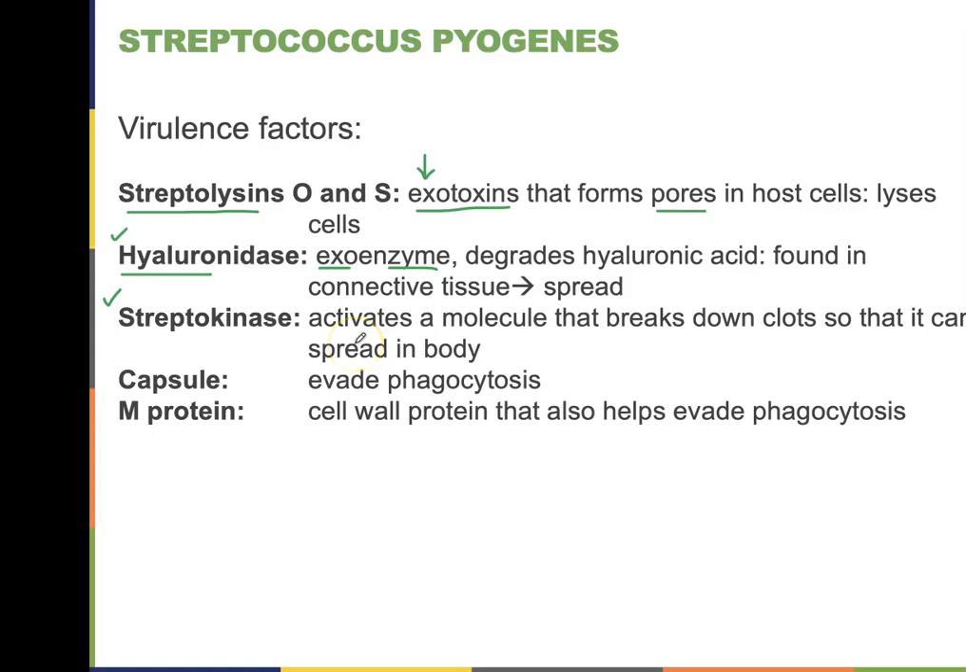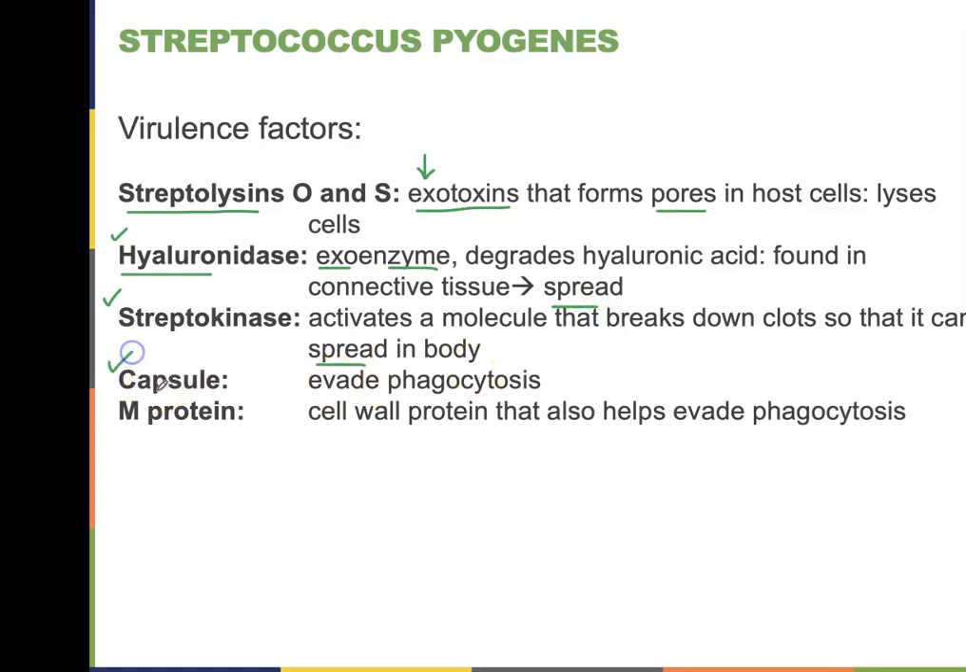Streptokinase is going to be a molecule that breaks down clots. We talked about how Staph aureus can hide in clots due to coagulase. Streptokinase is opposite, pretty much. So if your body were to wall off Streptococcus pyogenes, it can secrete this enzyme and break through the clot, so it can spread. So this is a spreading. This is also spreading.